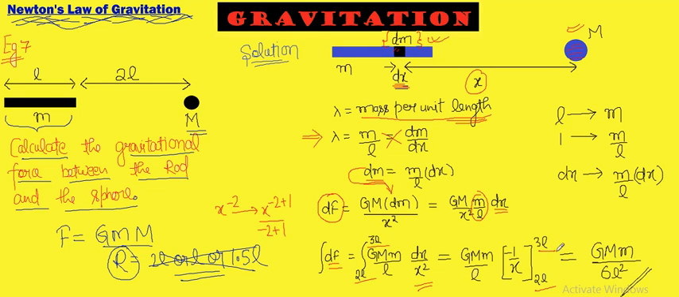When I put the limits and substitute them one by one, I get my answer very easily: G M m by 6L square.